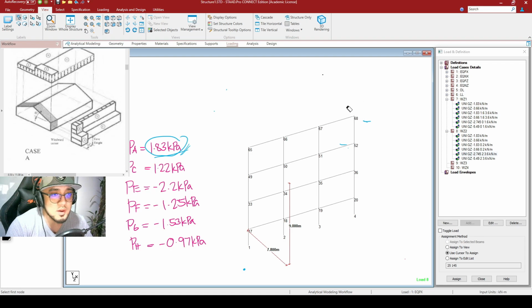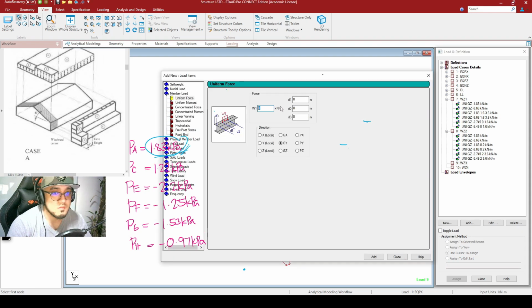So what I would be doing is that I would be reassigning this. So these loads right here. But this time, I would be assigning them to the beams at the back.